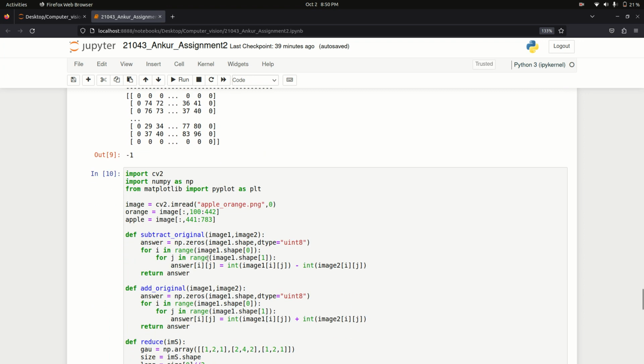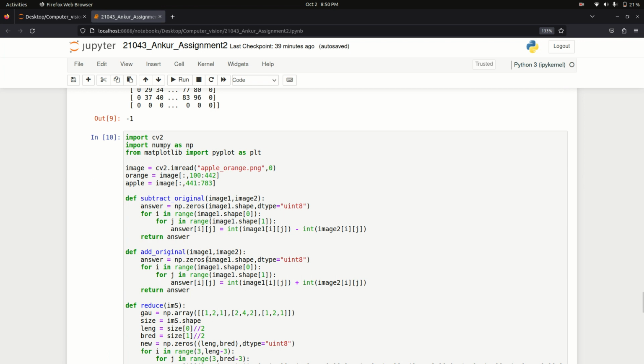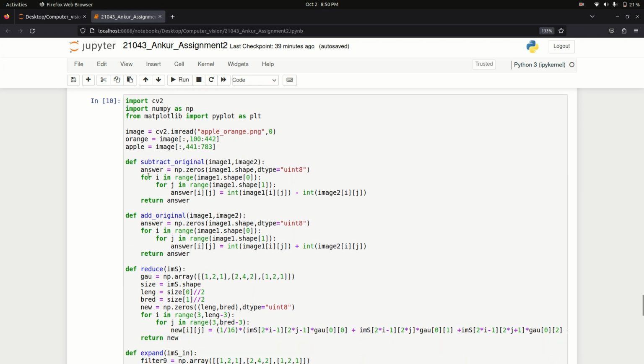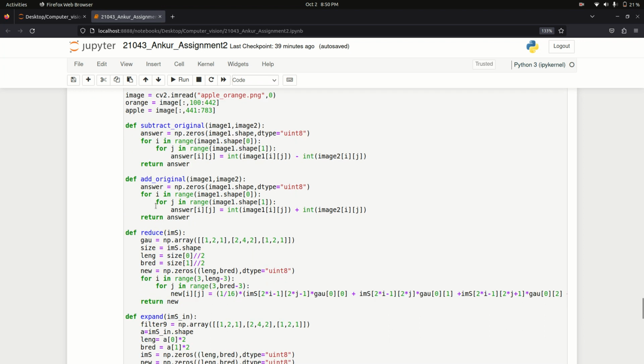And finally, for the fourth question, we were asked to take two images. One image was of an apple and another was an orange, and we were asked to combine these two images. So for this purpose, I have first of all defined a few functions which we will be later using, which are subtract, add, reduce, and expand.